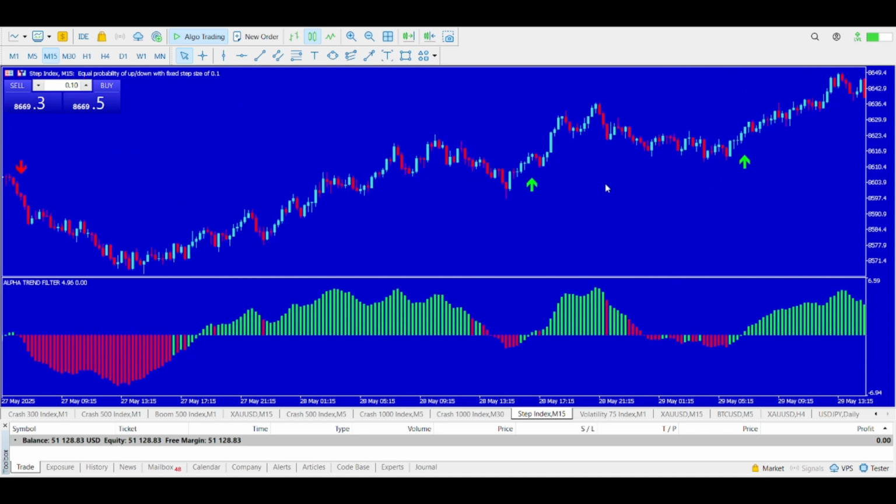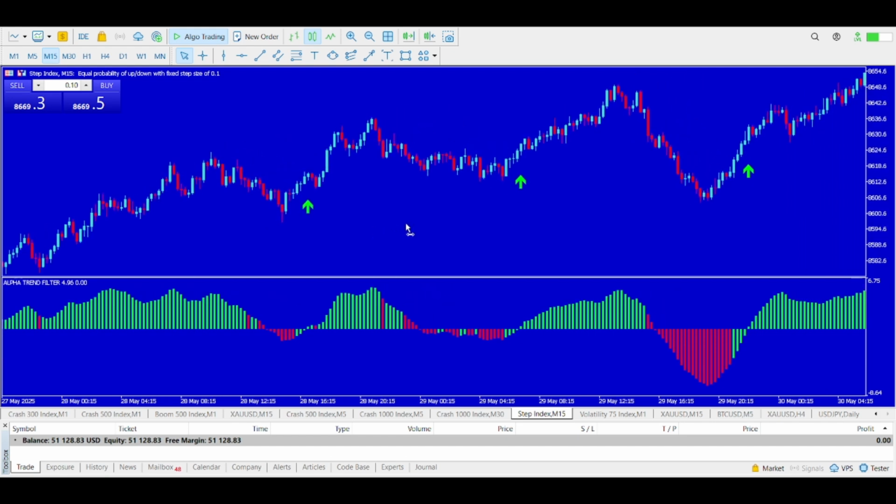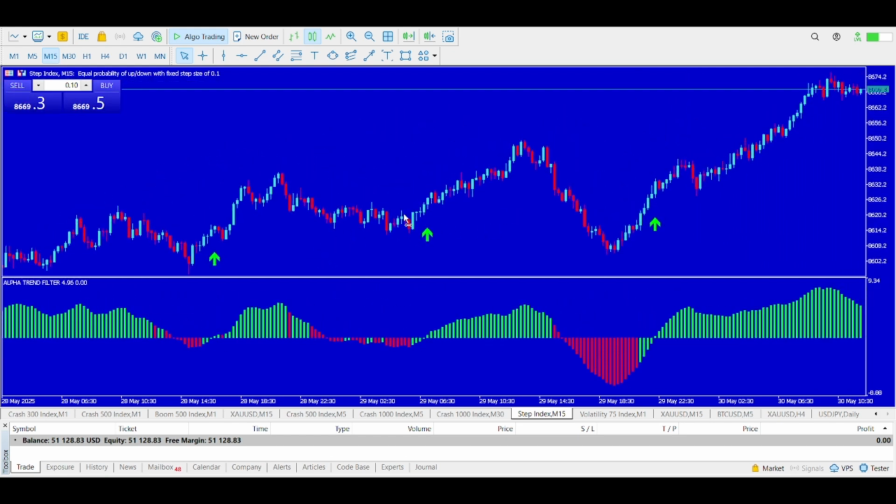So let's look at another here. We also had a buy signal, and you can see price was just moving up, and this is today's trade. Is it today? Yes. And price has been just moving upwards. So that's how simple it is to use this particular indicator.